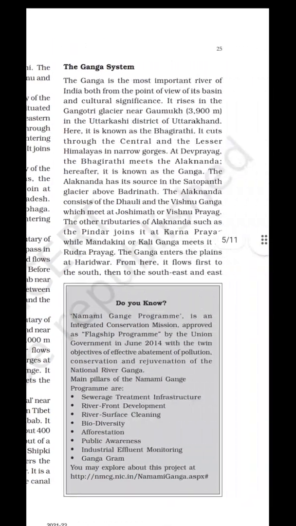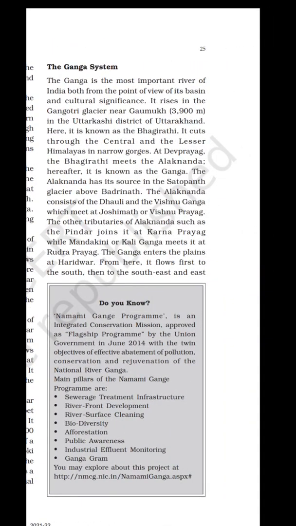The Ganga system. The Ganga is the most important river of India both from the point of view of its basin and cultural significance. It rises in the Gangotri glacier near Gaumukh, at 3,900 meters in the Uttarkashi district of Uttarakhand. Here it is known as the Bhagirathi. It cuts through the central and the lesser Himalayas in narrow gorges. At Devprayag, the Bhagirathi meets the Alaknanda. Hereafter, it is known as the Ganga.